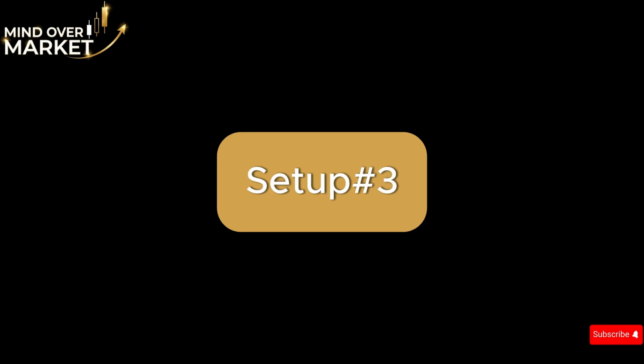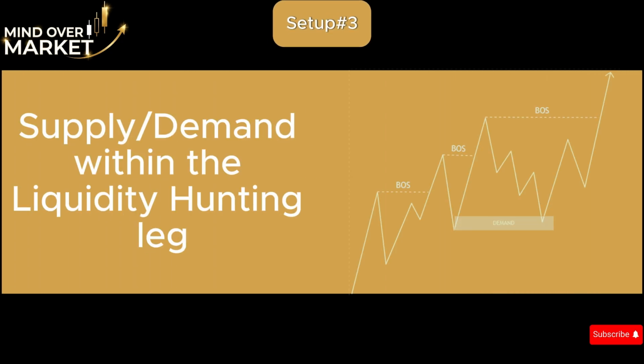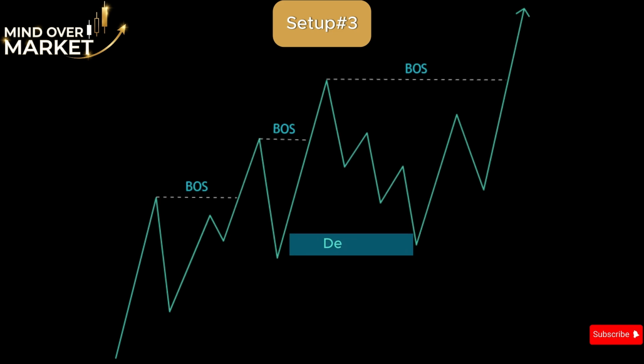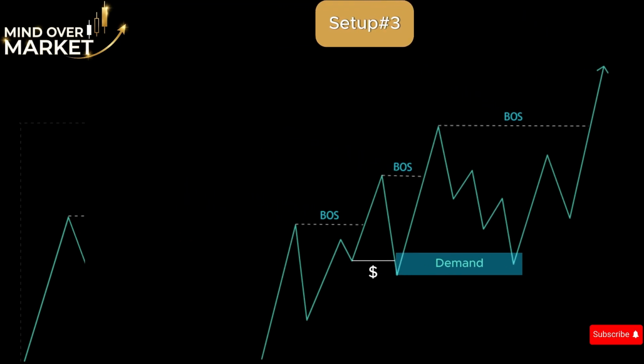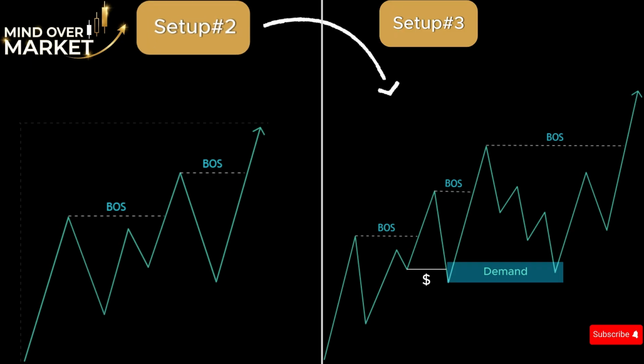Now, let's talk about our third setup: supply and demand within the liquidity hunting leg. In a bullish scenario, our entry is based on the demand zone of the very leg that hunted liquidity. Interestingly, this third setup is directly derived from our second setup. In fact, you can think of the second setup as the parent of this one. Let's quickly compare both side by side.